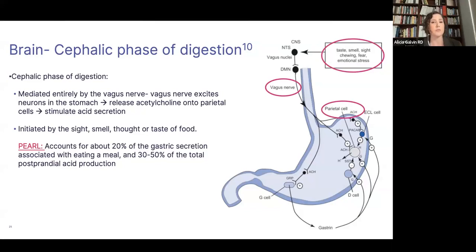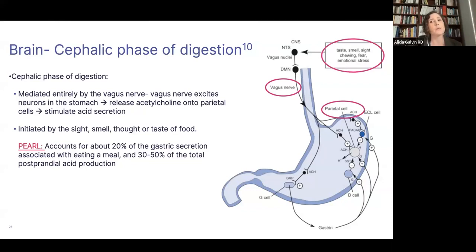So when we see food, smell food, think about food, and start that very first beginning of tasting food, the vagus nerve is already starting to act on the stomach by releasing acetylcholine. That then tells the parietal cells, hey, you need to start secreting some stomach acid because we've got some food that's about to come in.